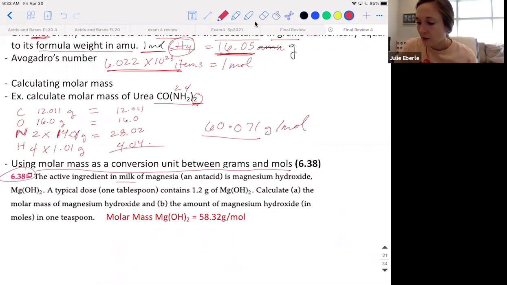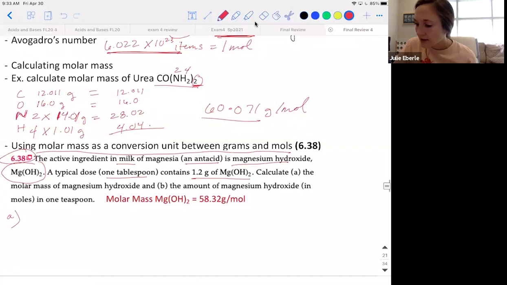The active ingredient in milk of magnesia is an antacid. It is magnesium hydroxide, okay? And it tells you the formula, MgOH2. A typical dose, which is 1 tablespoon, contains 1.2 grams of MgOH2. We got a 2-part problem here. Part A says, calculate the molar mass of magnesium hydroxide, MgOH2. So we're going to do exactly what we did for urea.